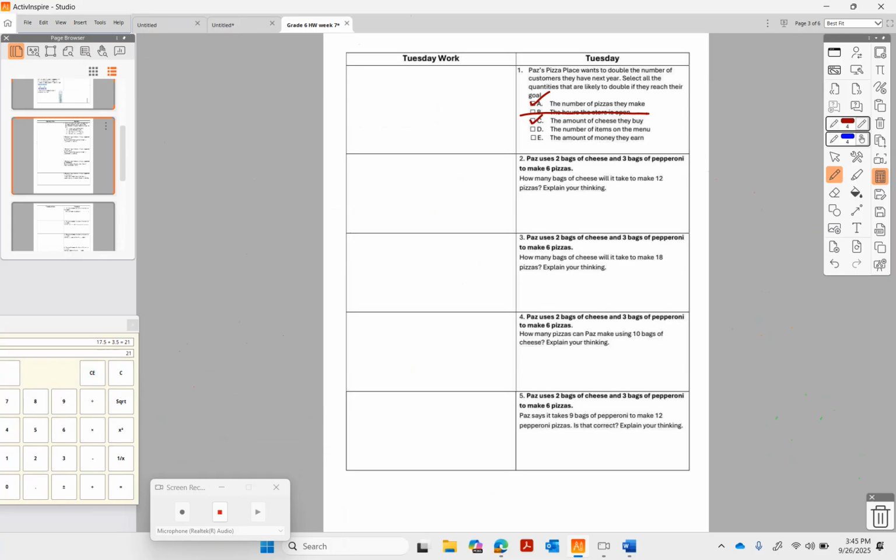Okay, doubling the number of people that come into the store is not affected by the number of items on the menu, so it's not that. But hopefully if they have twice as many customers, which means double, means 2 times. Okay, so hopefully they will increase the amount of money they earn.